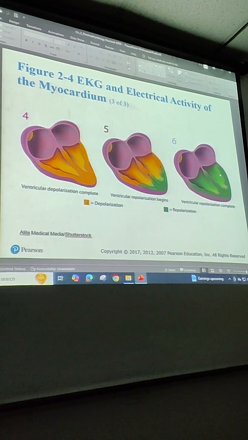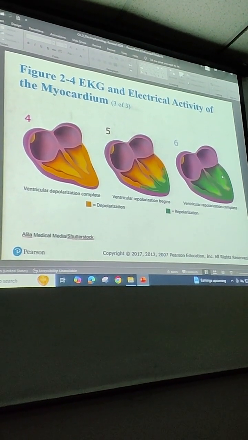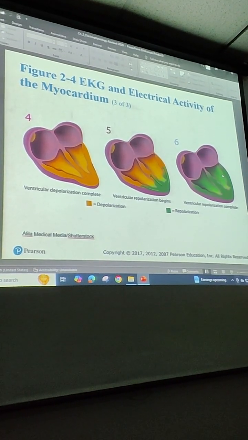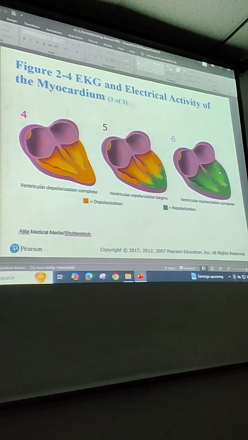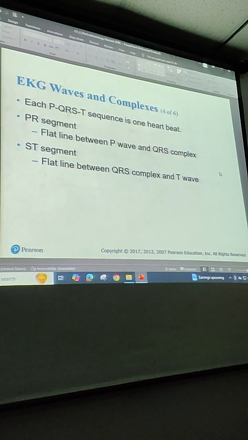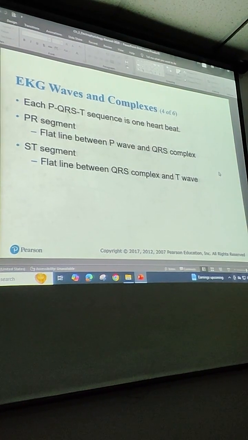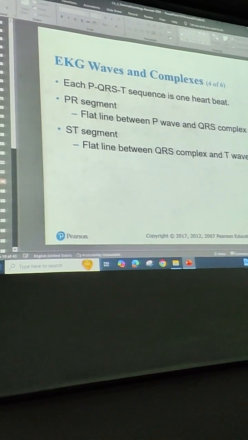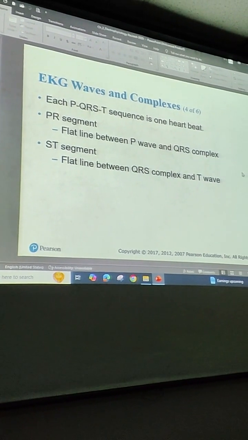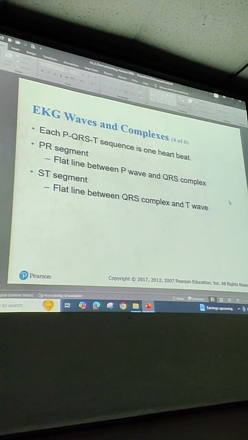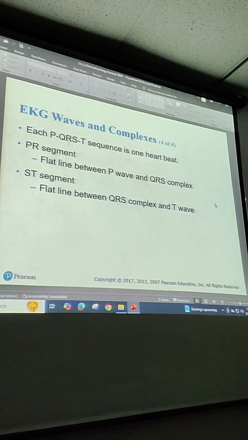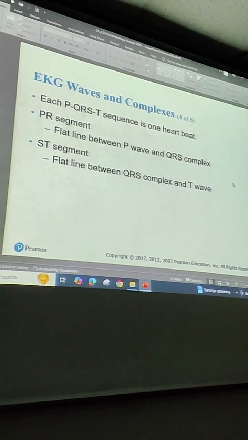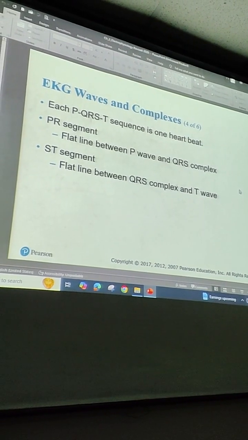But for you, the most important thing is to remember depolarization, contraction, relaxation, repolarization, which are the two states of the heart. So here is the answer to those questions that we covered already. It said right there, each PQRST sequence is one heartbeat. So this little graphic that we saw over there that has the PQRST, that's one heartbeat.